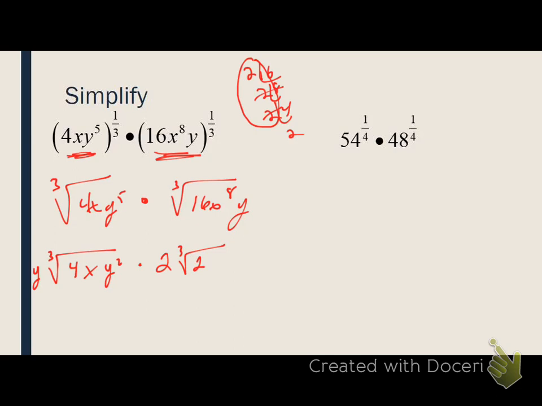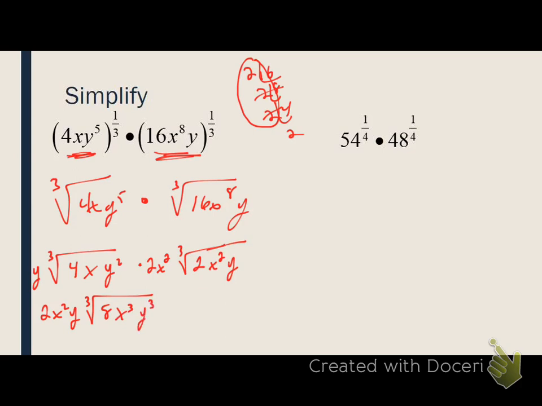3 goes into 8 twice. So I need more room here. So 2 x's come out with 2 left over. And then we're going to multiply together. So outside times outside gives me 2x squared y, cube root of 8x to the 3rd, y to the 3rd.